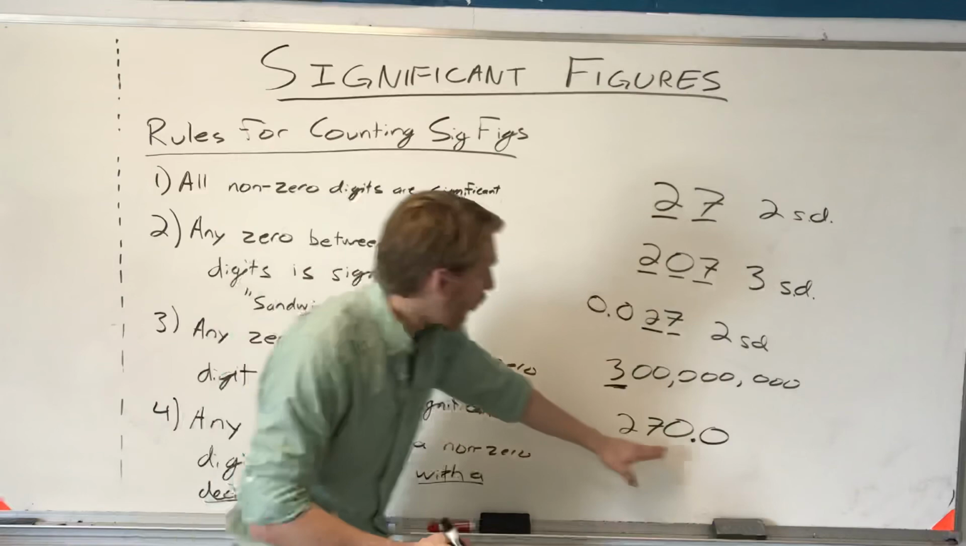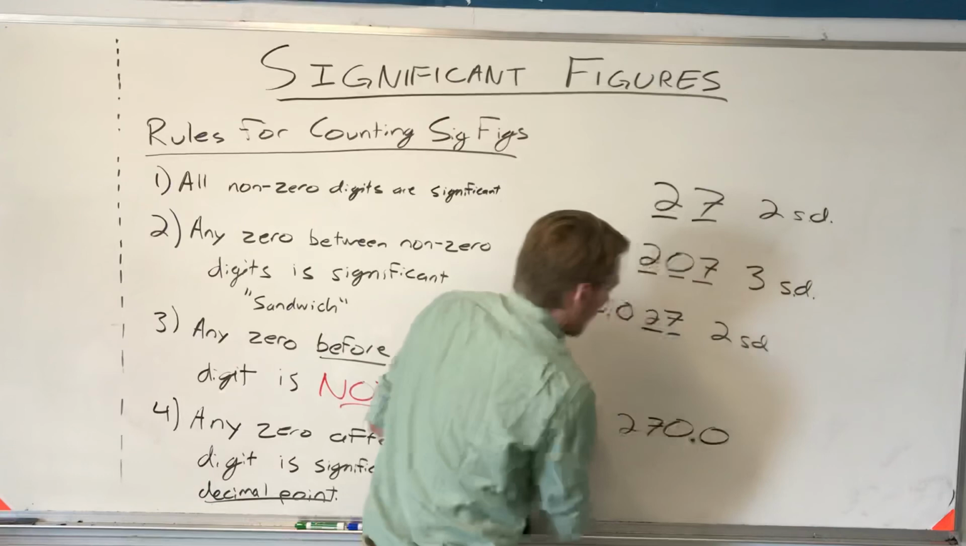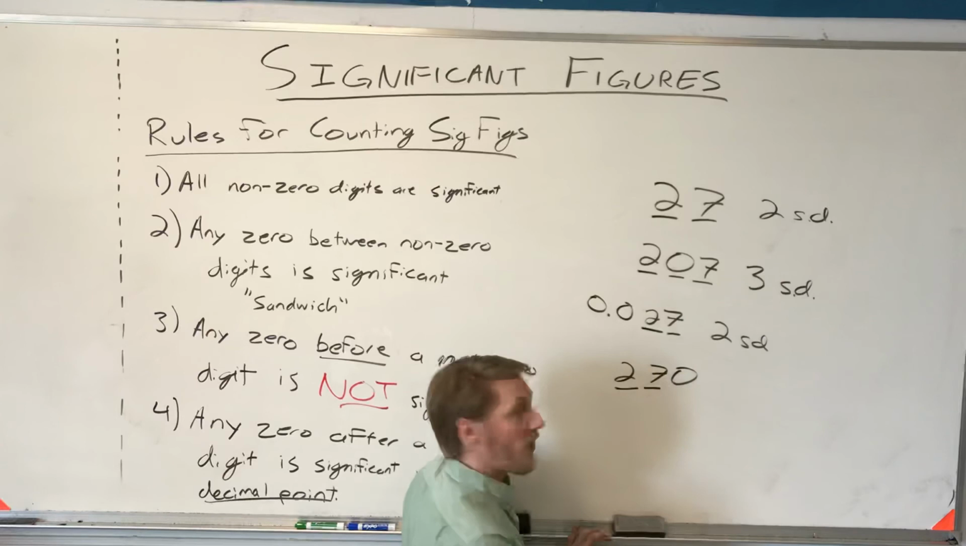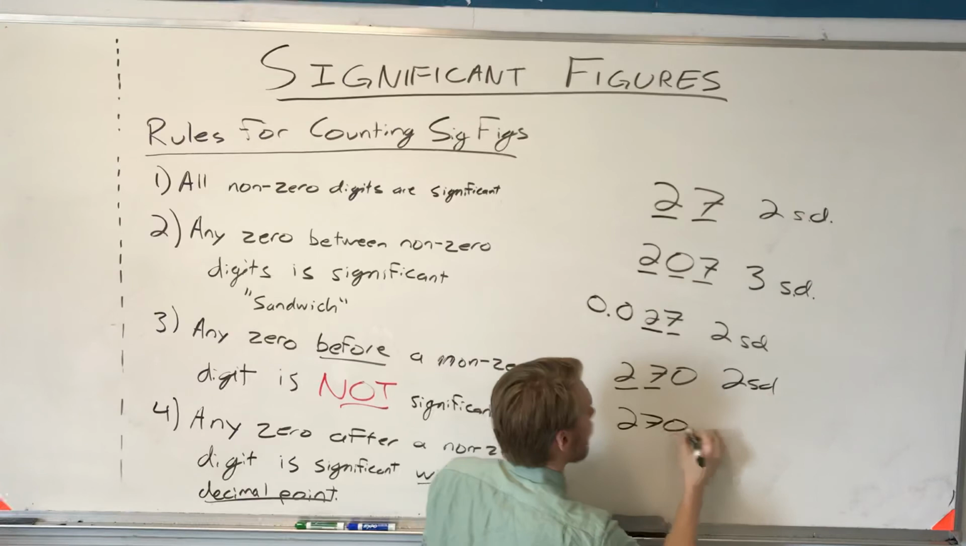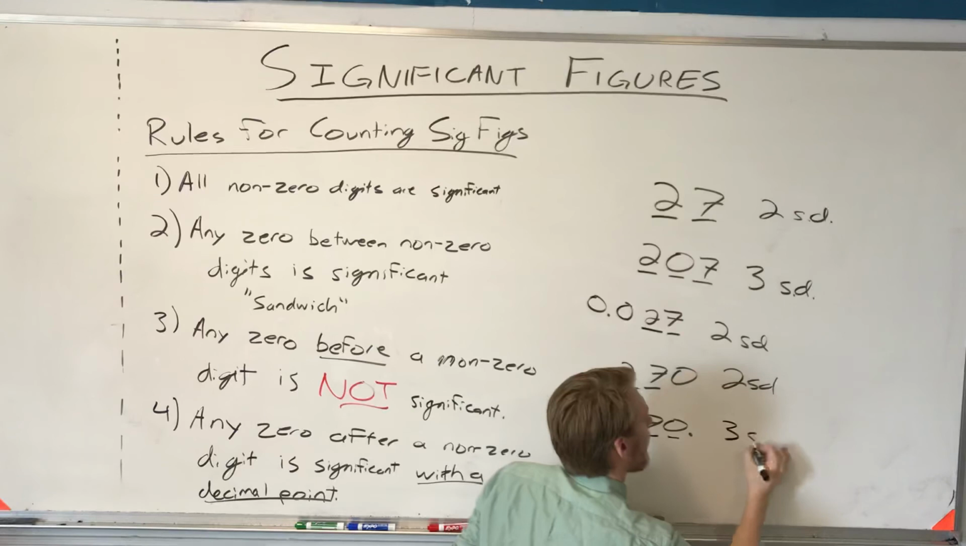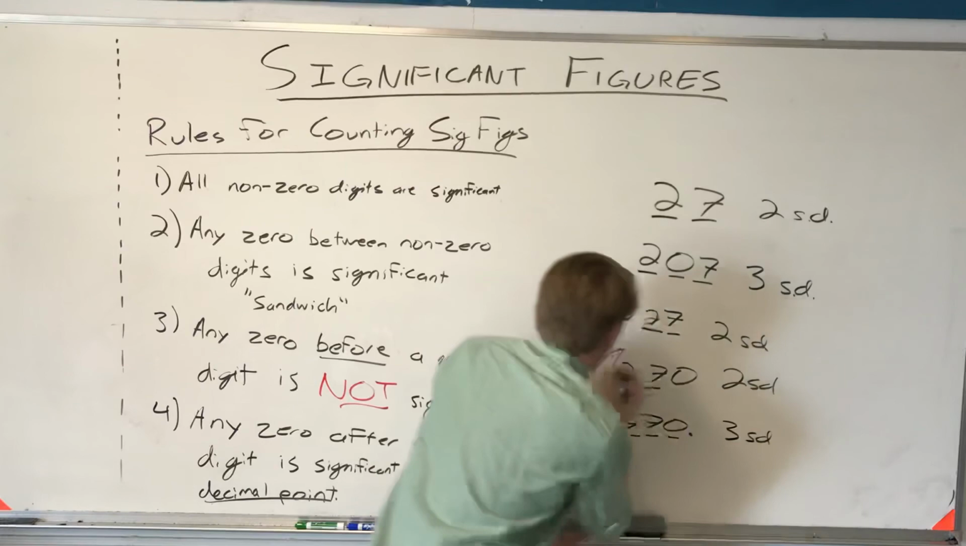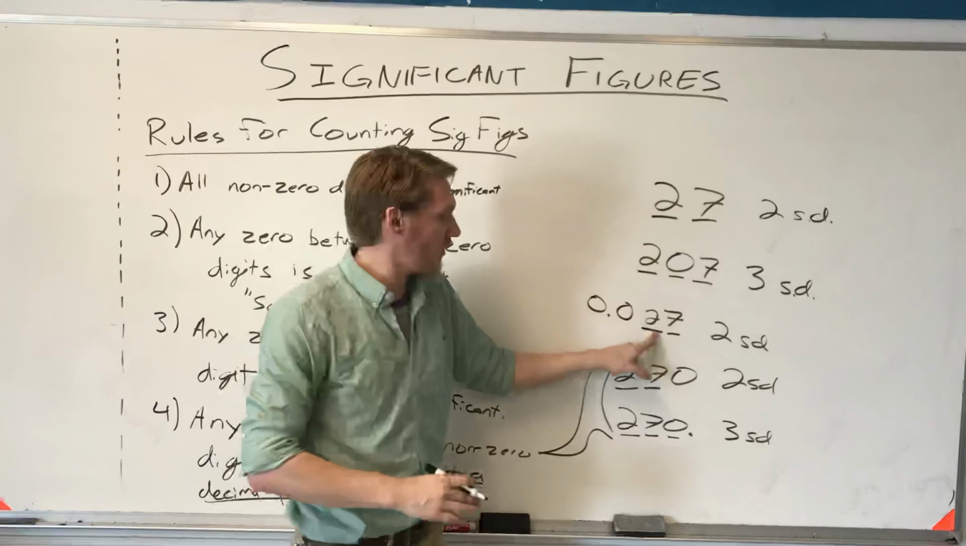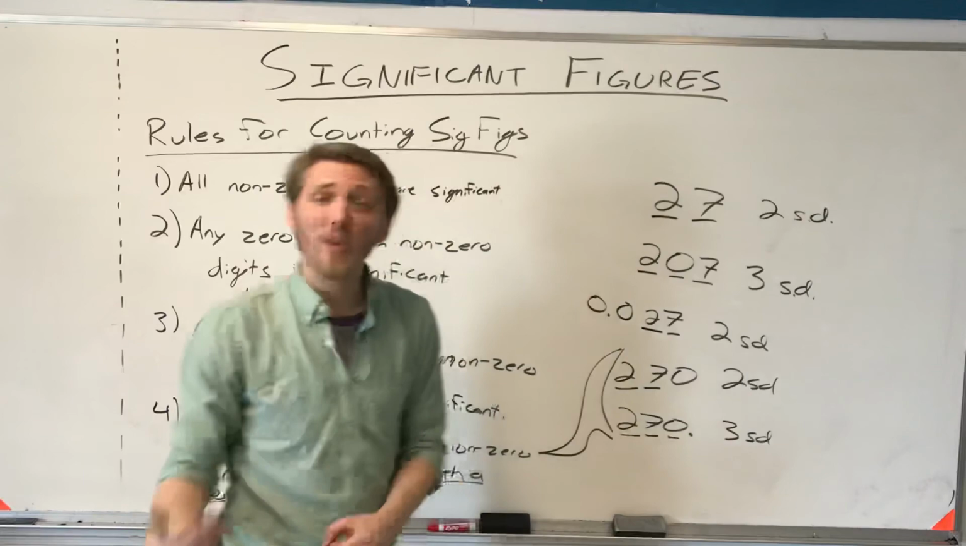So let me show those two examples side by side. 270 only has two significant digits. But 270 with a decimal point, now that zero is significant. So when you're looking at zeros after, you should be looking for the decimal point. Any zero before the numbers is not significant, so these don't count. But any zero after the numbers does count if there is a decimal point. Now let me show you a few harder examples.